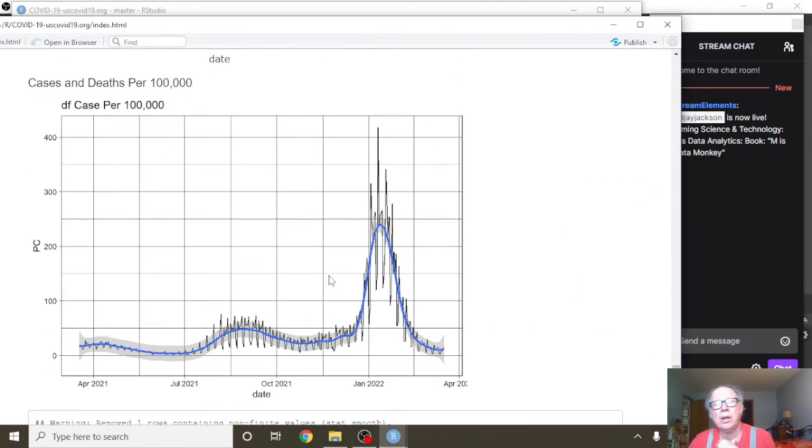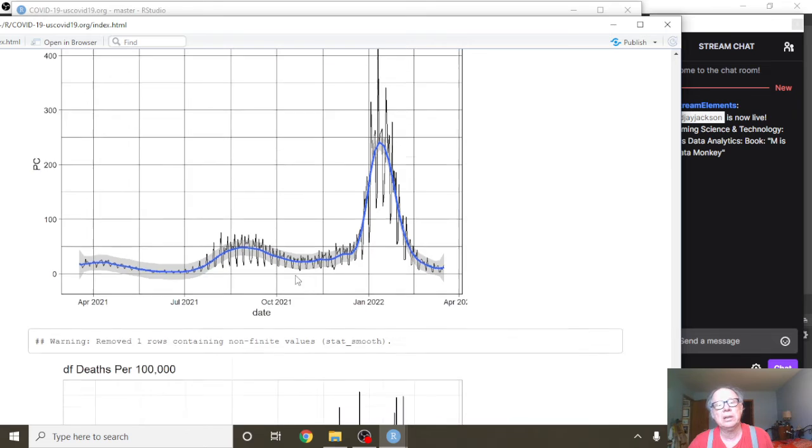Now, the question: on average, for every 100,000 people in the U.S., how many people have COVID-19? Well, this number is 50. Okay, this number would be 25. So somewhere between 20 and 25 people out of 100,000 have COVID-19 in America.